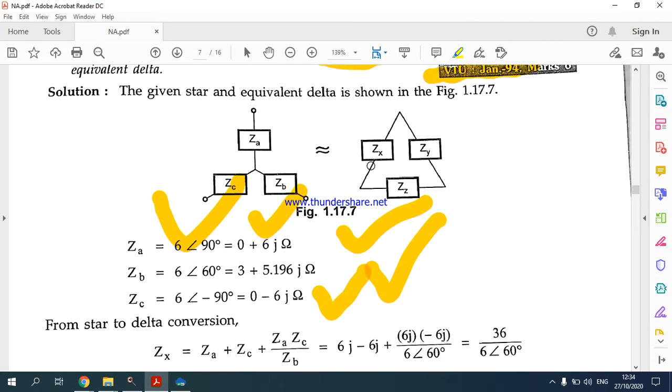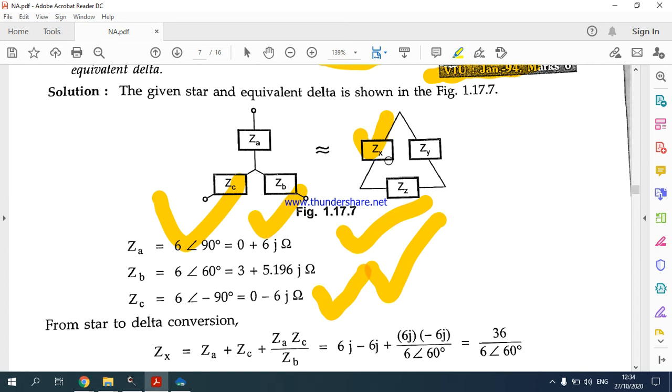Next, here I want to get ZX. Tell me, at which point can you connect ZX: in between ZA and ZC, or in between ZA and ZB, or in between ZC and ZB? Where do you connect ZX? Tell me.